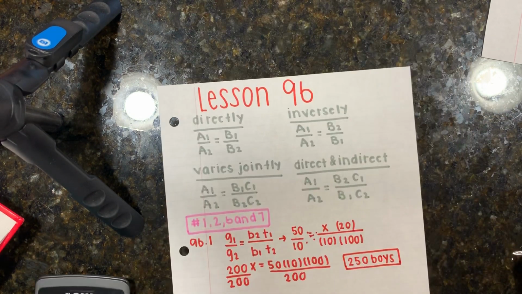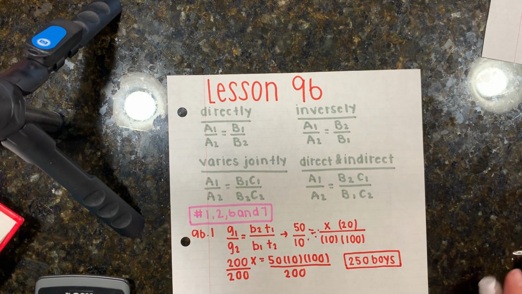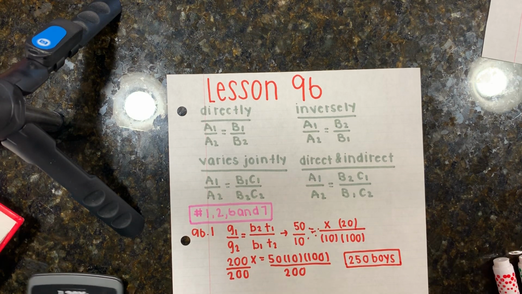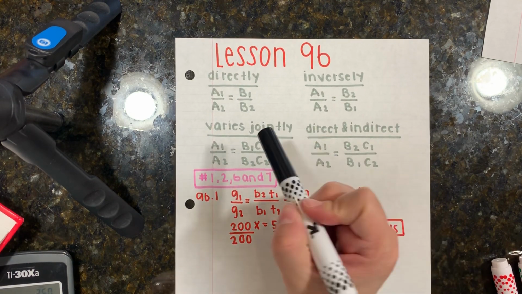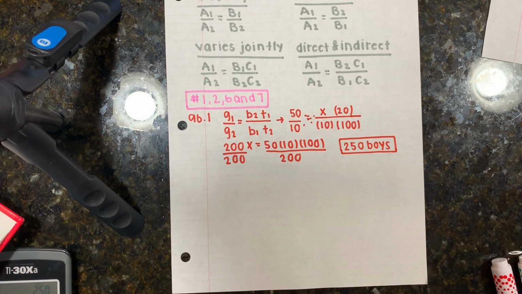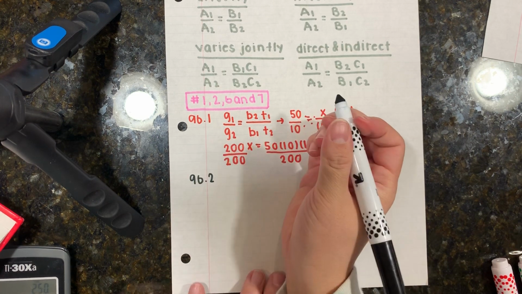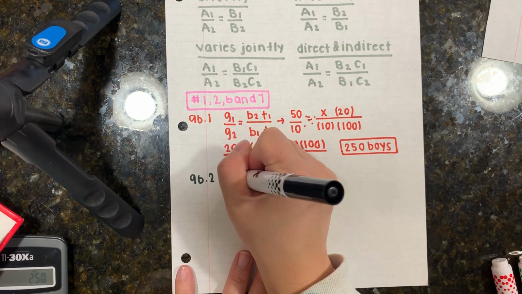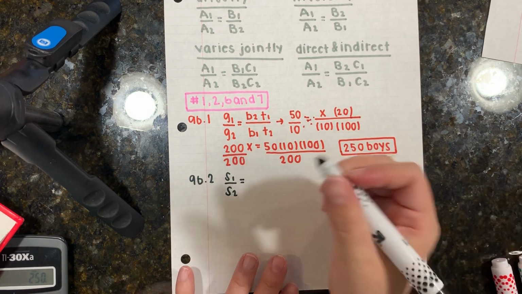So really what we're going to be doing is looking at both of these things: directly and indirectly or inversely. Now I'm going to take a look at number 96.2. This one says strawberries vary jointly as plums and tomatoes. So this one's varies jointly, which means that we're going to use this equation right here. The things that are going to vary jointly for 96.2: strawberries, S1 over S2, that doesn't change, varies jointly as plums and tomatoes.